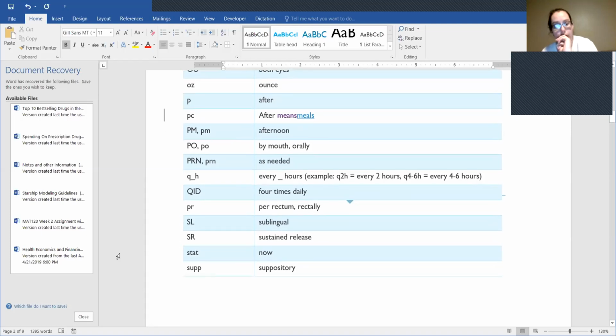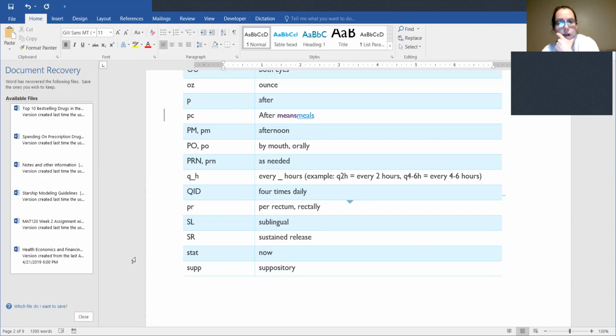Stat means now. Some people think stat means instantaneously. In an emergency situation, it does. But in a hospital, we have set times for giving medications to patients throughout the day. If a stat order is given for a medication, that means outside the normal rotation. You get the order, you go ahead and give it now. But if you have to wait 5 minutes because you're busy with a patient, that's no big deal. Stat is often seen with giving loading doses, especially of antibiotics.